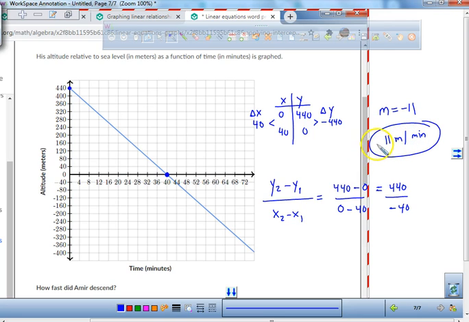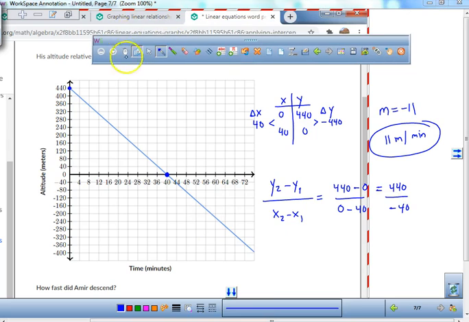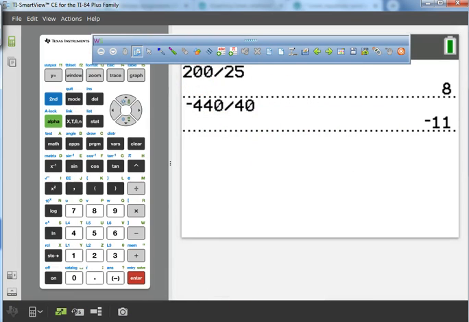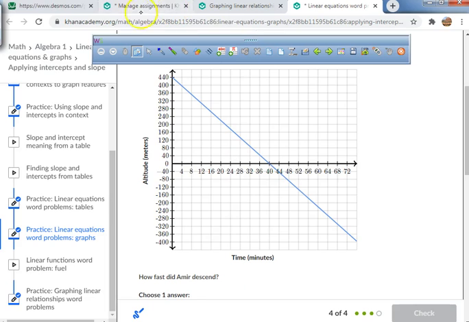So I'm not going to type in a negative 11. It says how fast is he descending? 11 meters per minute. But you could also do this in Desmos. If you're like, I don't like it by hand, I want to do it in Desmos, that's totally acceptable and okay.